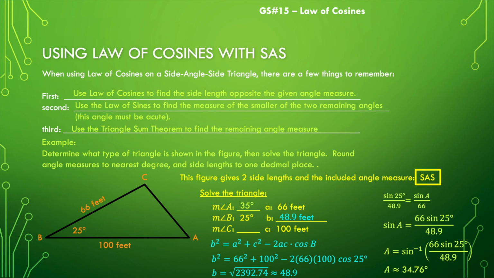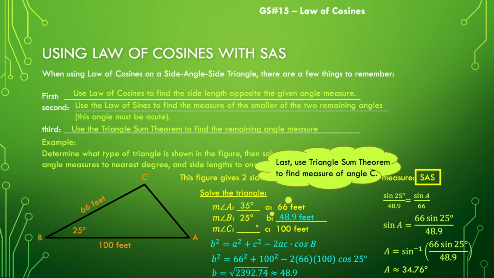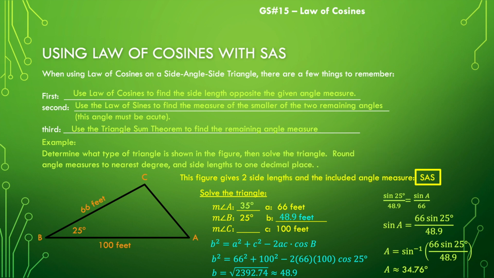And then for the last angle measure, we'll use the triangle sum theorem to find the measure of angle C. So we know that 35 degrees plus 25 degrees plus the measure of angle C will equal 180 degrees. That will give us the measure of angle C to be 120 degrees. And voila, we have solved our triangle.